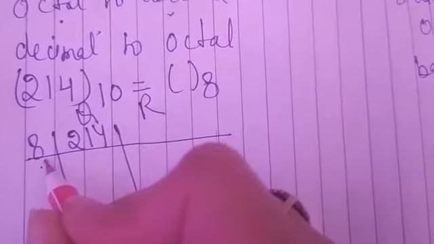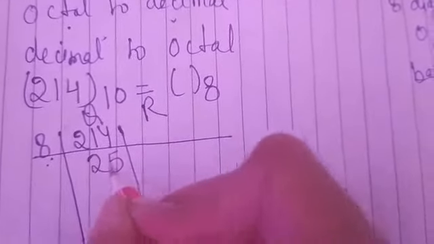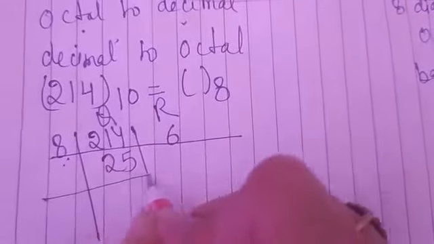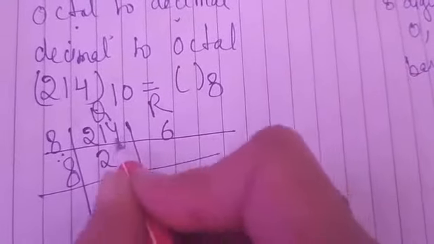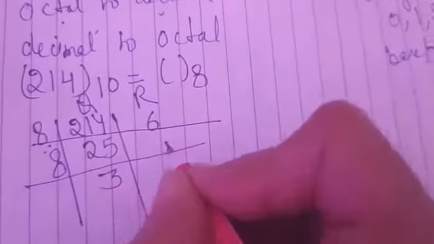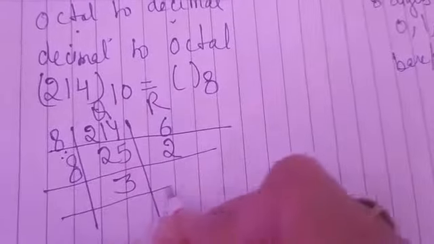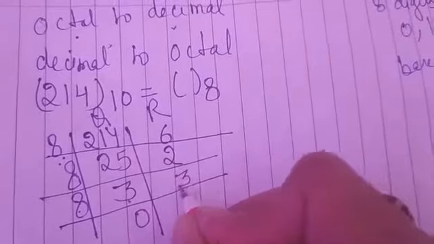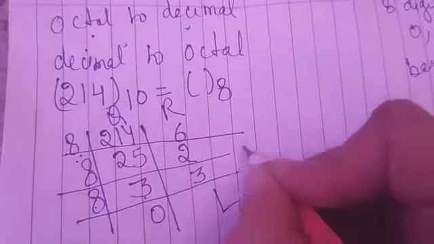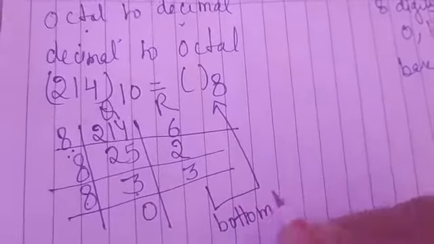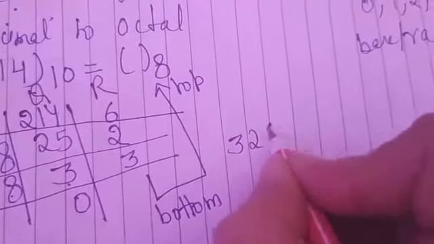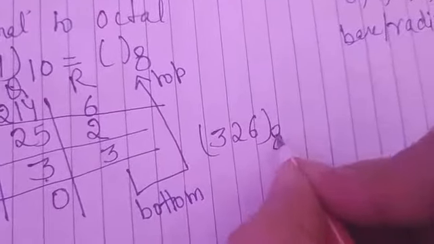Divide 214 by 8, it goes 25, remainder is 6. Keep saving remainders, then again divide 25 by 8, it goes 3, remainder 2. Now divide this 3 by 8, 0, remainder 3. Now arrange them from bottom to top. This is the bottom and this is the top. Answer will be 3, 2, 6. This is an octal number.